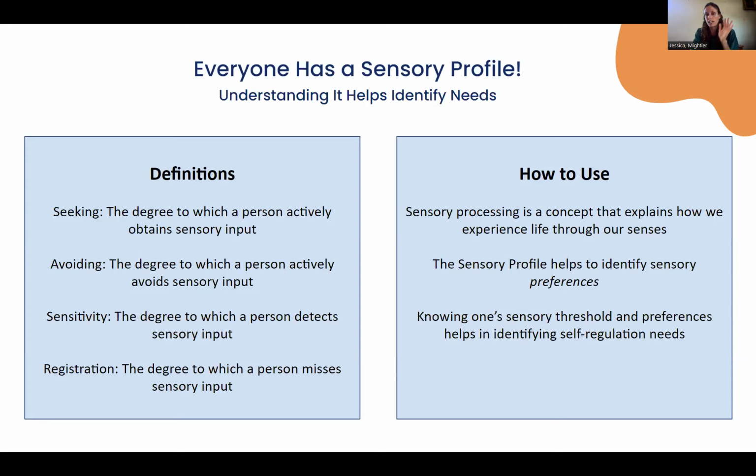How to use this in general and apply this to the last slide we looked at and to the things we're going to talk about going forward. So sensory processing is a concept that explains how we experience life through our senses. This sensory profile is meant to help you identify sensory preferences. This is not about diagnosis. This is not about labels. This is about understanding your preferences. And based on that, knowing what your sensory threshold is and those preferences and how you tend to respond and what you need, that is going to help in terms of self-regulation down the line.